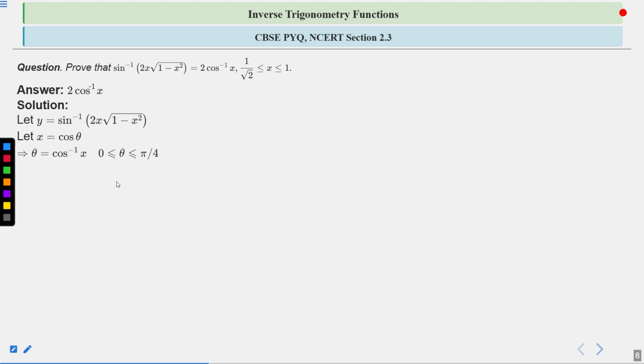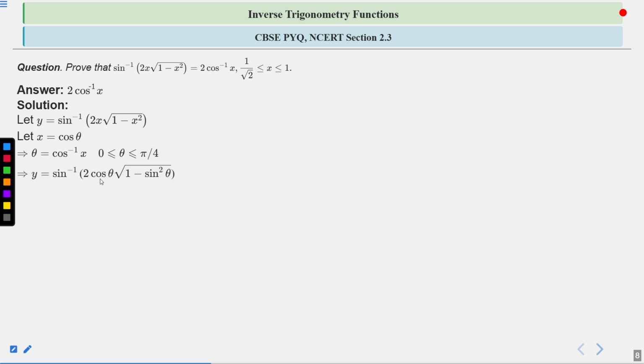Now theta will lie between 0 to pi by 2. Since x is lying between 1 by root 2 to 1, therefore theta will lie between 0 to pi by 4, isn't it? So theta will be equal to cos inverse x.